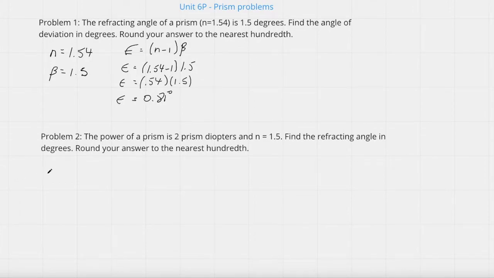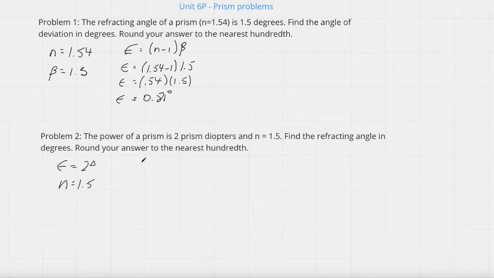Question 2 gives us the power of the prism in prism diopters and the index of 1.5, and again asks us to find the refracting angle. So epsilon is now 2 prism diopters, and the index is 1.5. So now the formula we need to plug into is epsilon, in prism diopters, equals 1.745 times n minus 1 times beta. So 2 equals 1.745 times 1.5 minus 1 times our unknown beta.